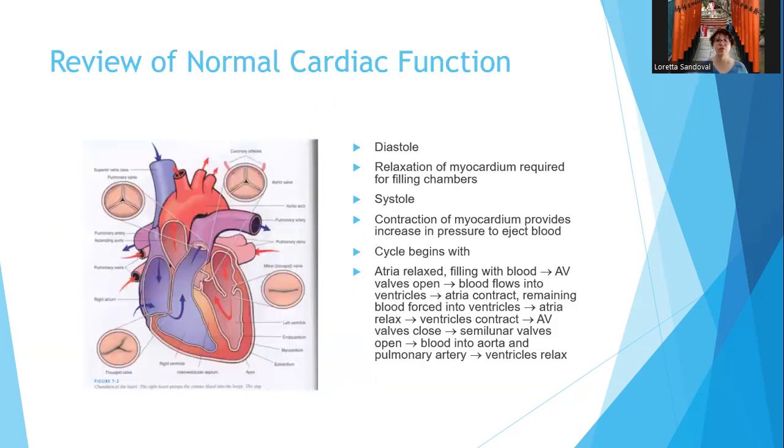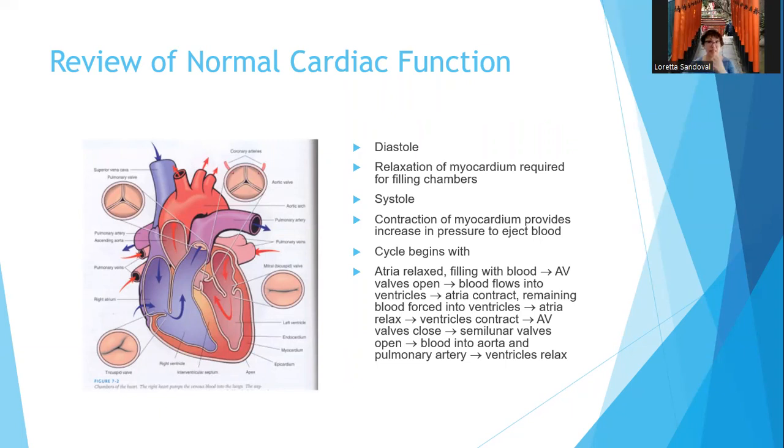So first of all, we'll start with a review of normal cardiac function, and that will be this section of the lecture. So there's our heart, 4 chambers of the heart, 2 atria, 2 ventricles. The atria are in diastole. The myocardium, which is the heart muscle, is relaxing, so we can fill the chambers of the heart with blood. In systole, the myocardium is contracting, which provides the increase in pressure to eject the blood, which is what the heart has to do.